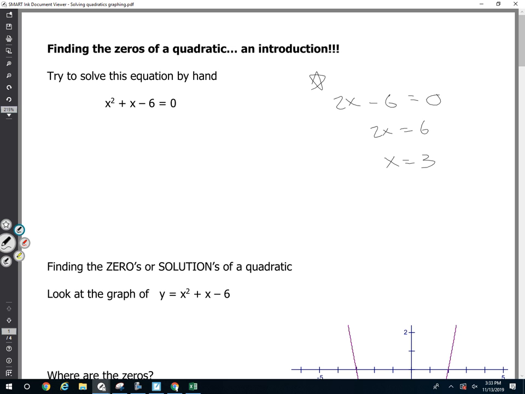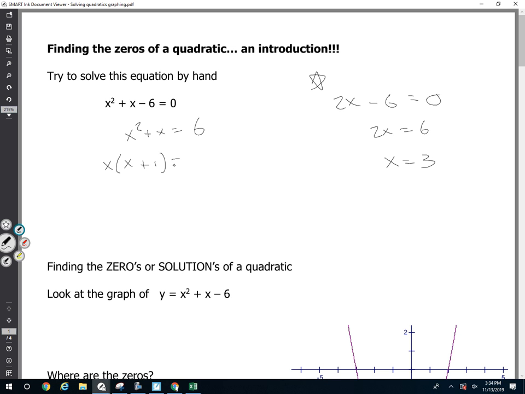If you think about doing the same thing for this, what would you do first? Yeah, you'd think, move the 6 over, right? We want to try to get our x's by itself. I get stuck here. What else could we do? Maybe factor out an x? Yeah, but I don't know. Does this help me?